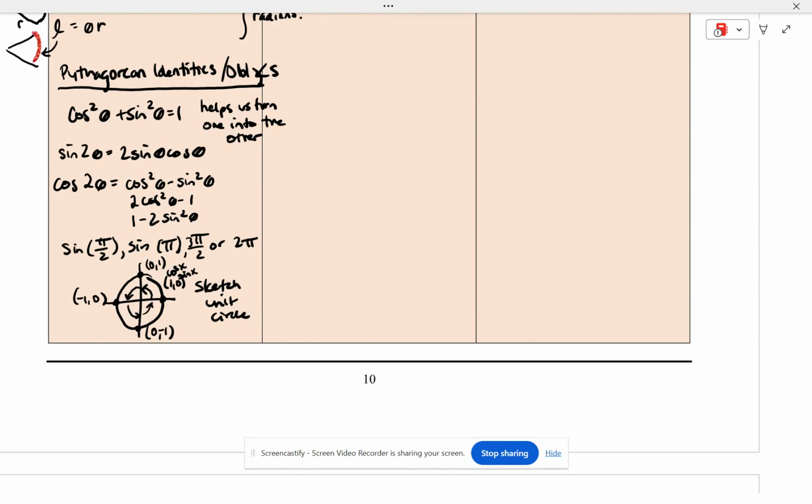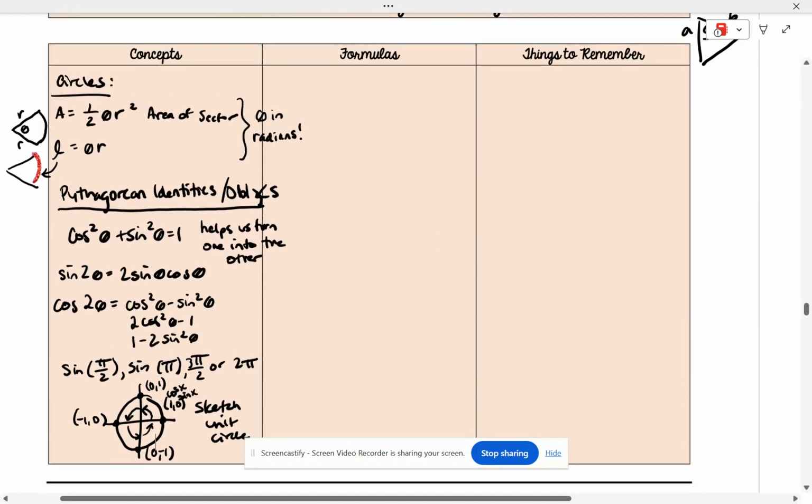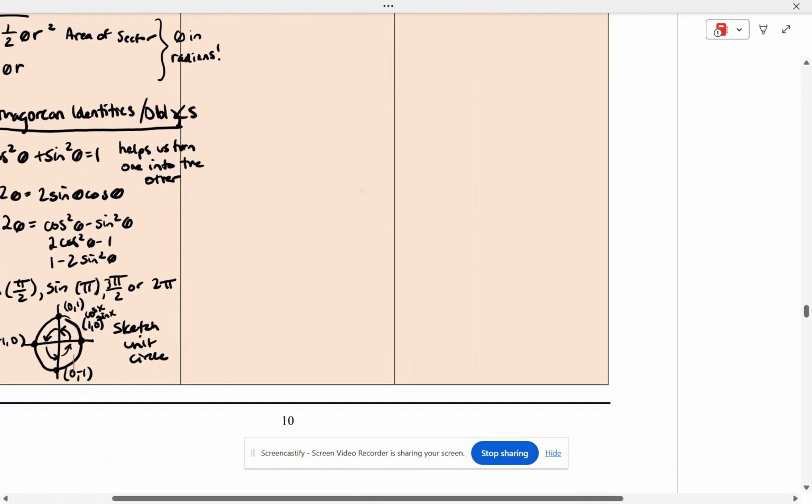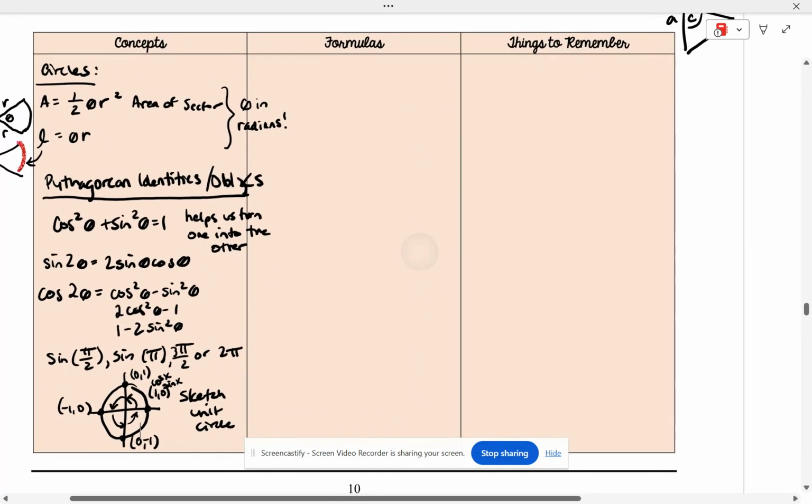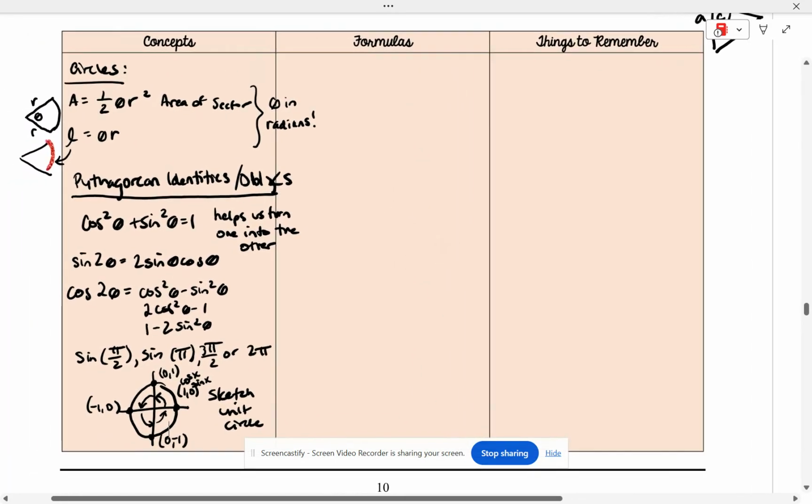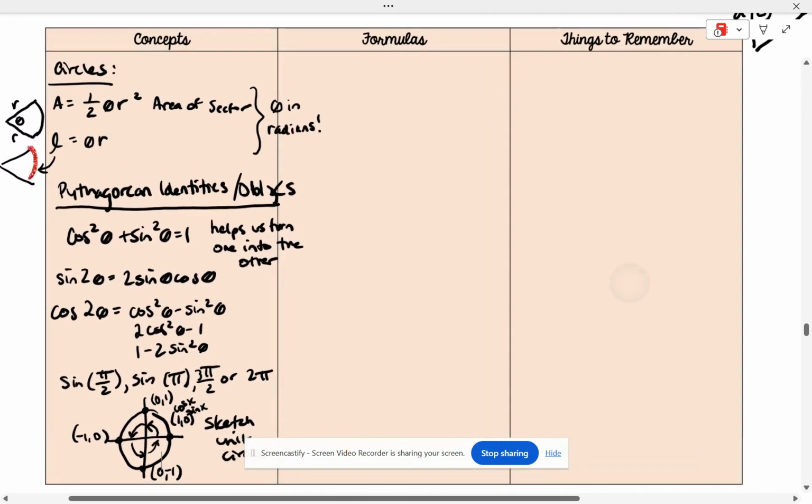Maybe like sine of pi over 3, what is that? Isn't that like a 6? It's on your common trig ratios chart. So we're going to get to that. We could do that part now if you want. But we will definitely get to that. Okay, good question.